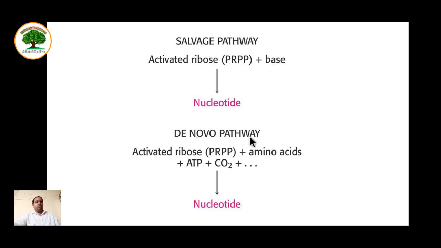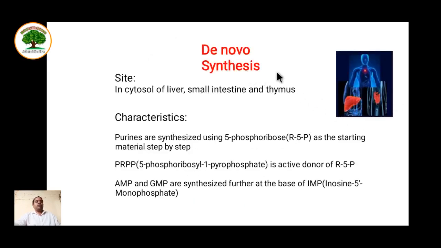But in the de novo pathway, the activated PRPP is taken along with certain amino acids, ATP and CO2. The whole new nucleotide is formed. So therefore it's a new synthesis. Let's see the de novo synthesis. The site of de novo synthesis is the cytosol of liver, small intestine and thymus.